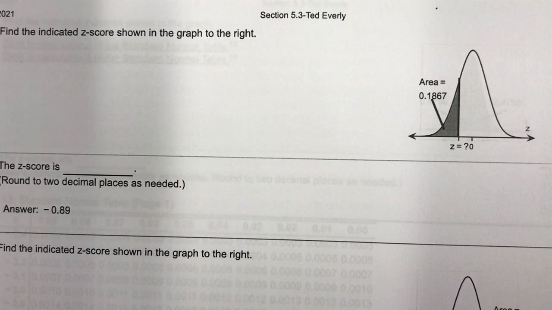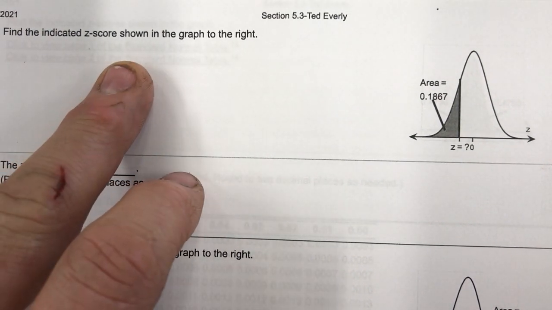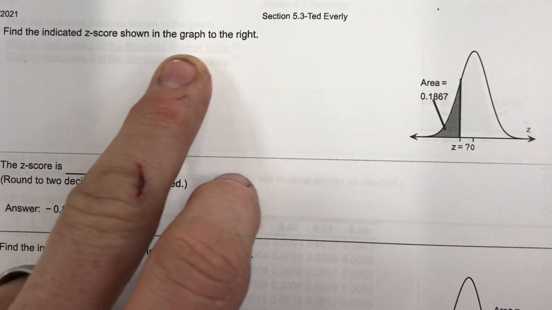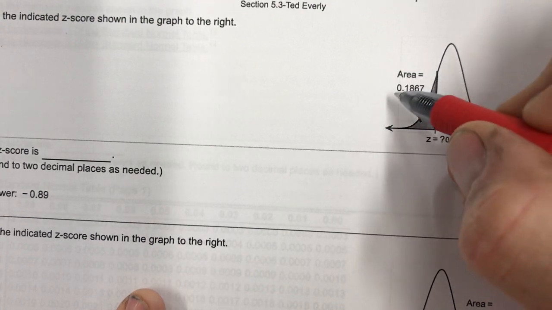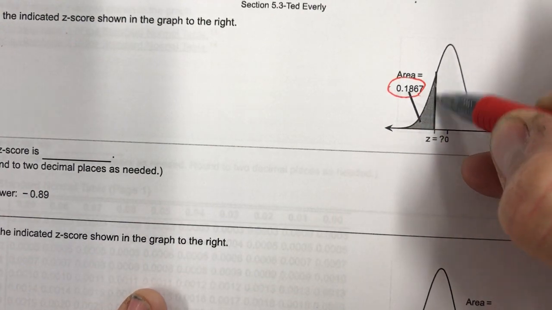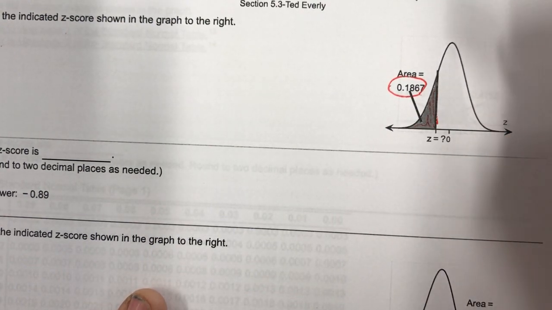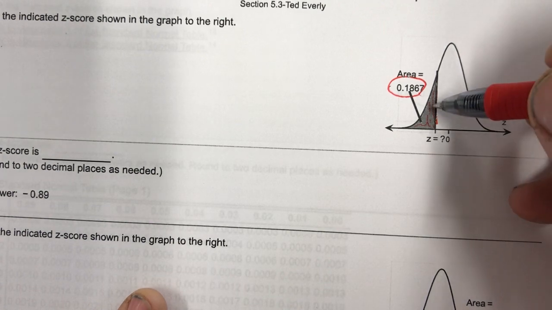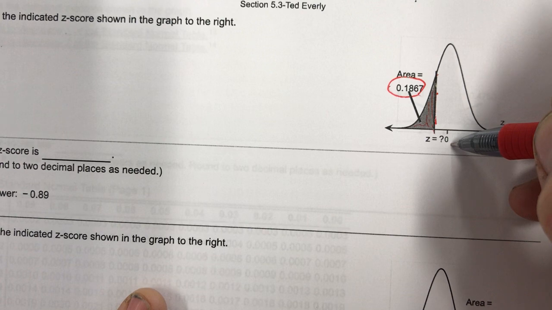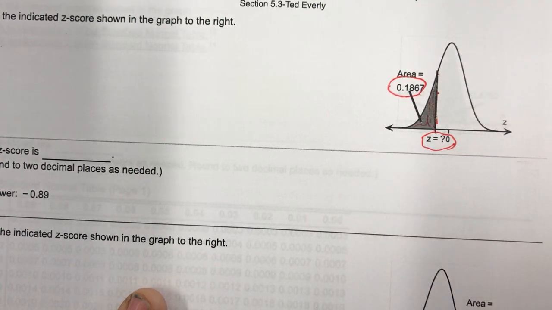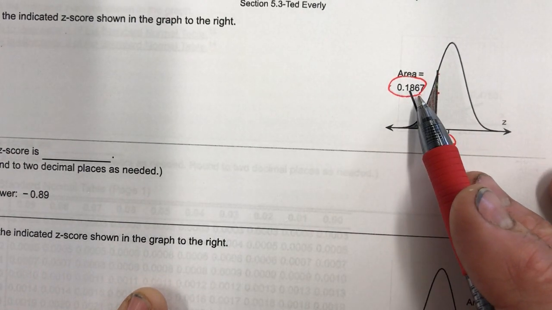Now on this one, okay, find the indicated z-score shown in the graph to the right. So look here. So here's what we're talking about. Here's my area right here to the left of that, which is what we want to do now, because see, our tables are to the left of that value. So what's this z-score if I have that area? So I'm looking for 0.1867.